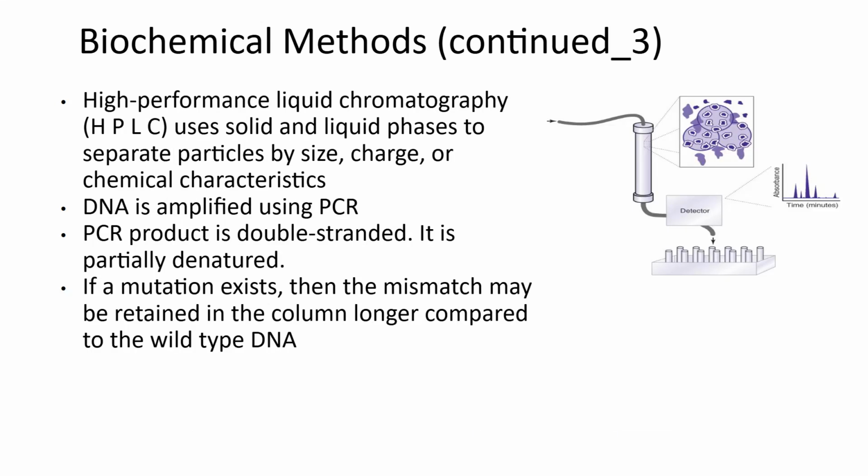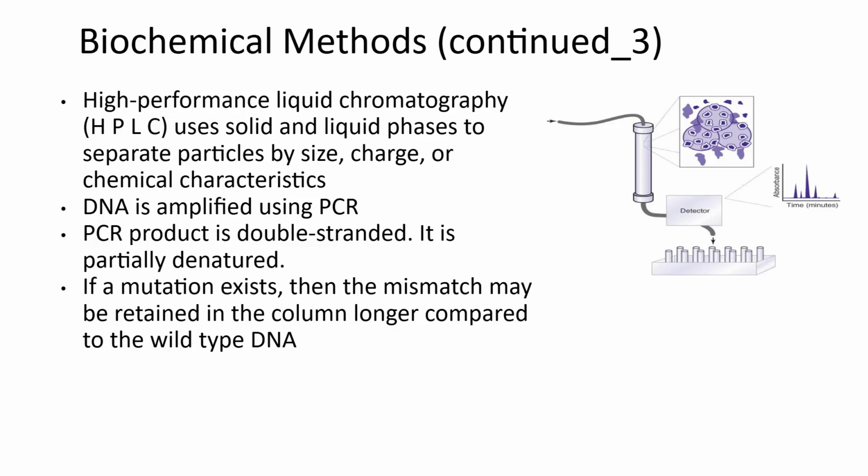Similar thing here. So we have high performance liquid chromatography, which uses solid and liquid phases to separate particles by size, charge, or chemical characteristics. DNA is amplified using PCR. The PCR product is double-stranded, and then it's partially denatured. If a mutation exists, then the mismatch may be retained in the column longer compared to the wild-type DNA.